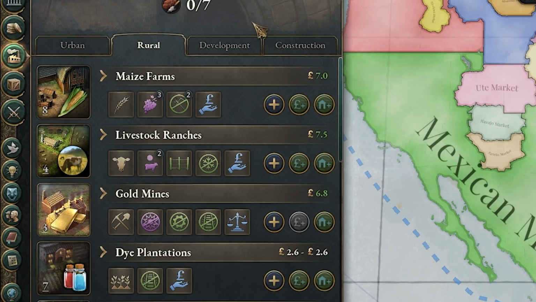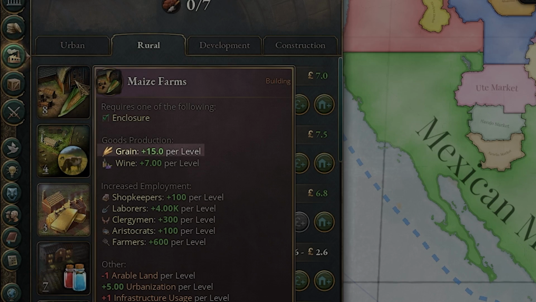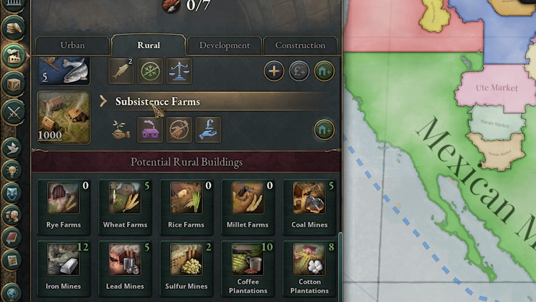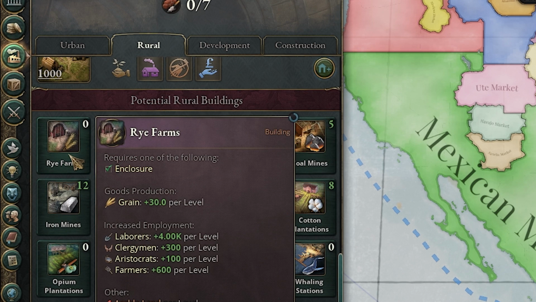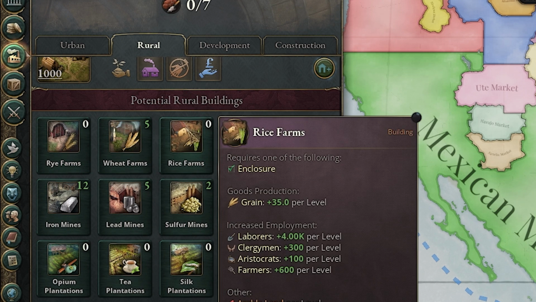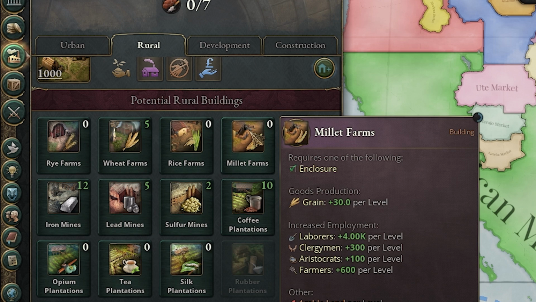And then in this case, we want more grain. So we could do some more maize farms, or we can scroll down into rural as well. And you can have rye farms. You can have wheat farms and rice farms. And even millet farms. So there's a lot of options here to create more grain. It'll be slower because it's going to take time for you to actually build them and employ them, but you'll also be giving jobs to your people, which is a huge benefit.